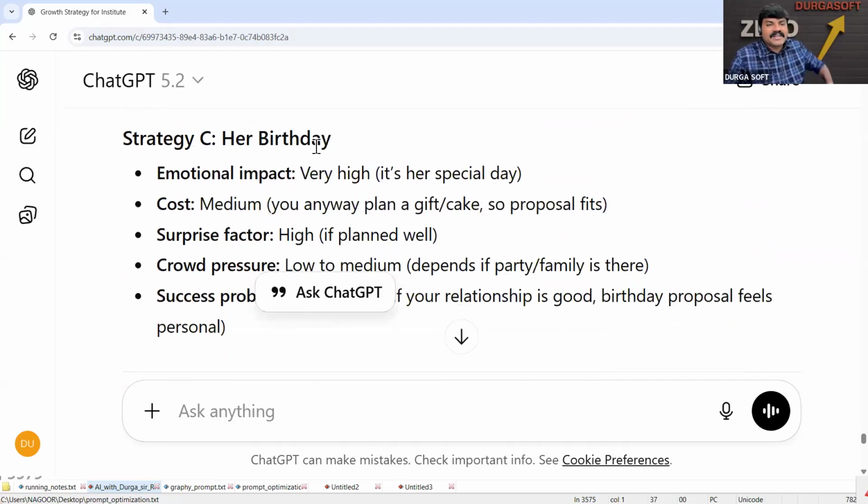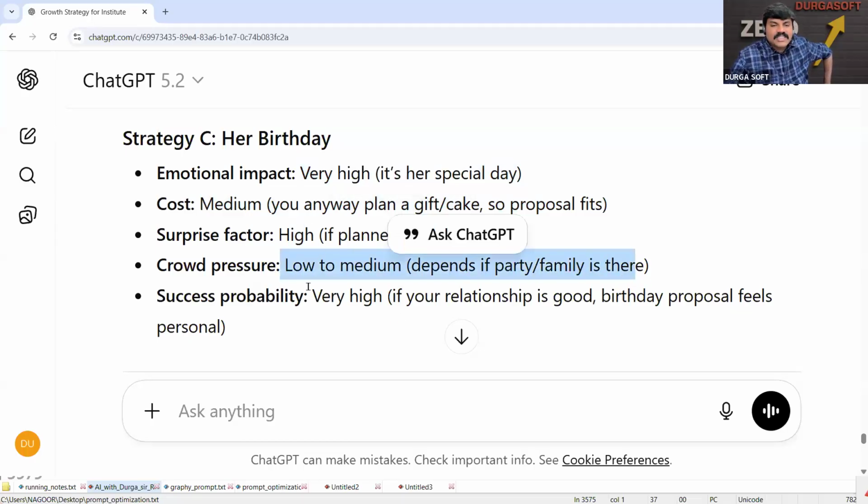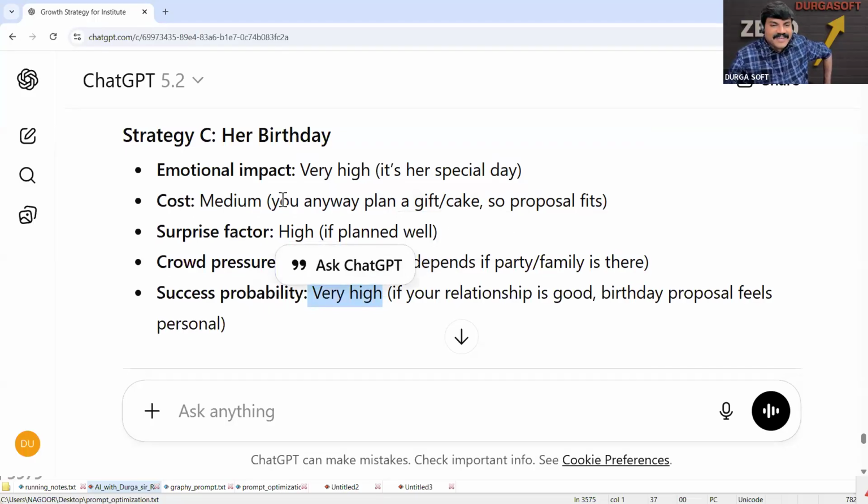Next, birthday: emotional impact, very high. It's a special day. But cost medium. Next, surprise high. Crowd pressure low, and success probability also very high. Wow, more experienced people seem to be in our session.